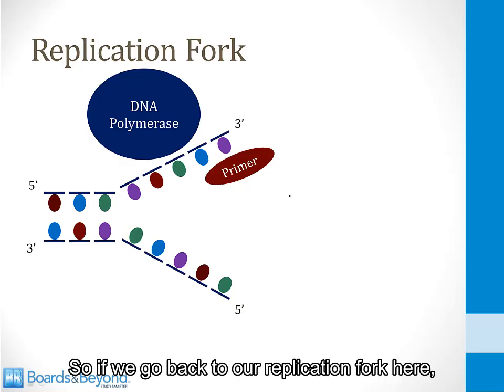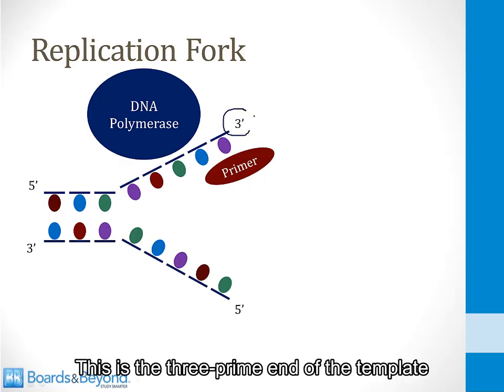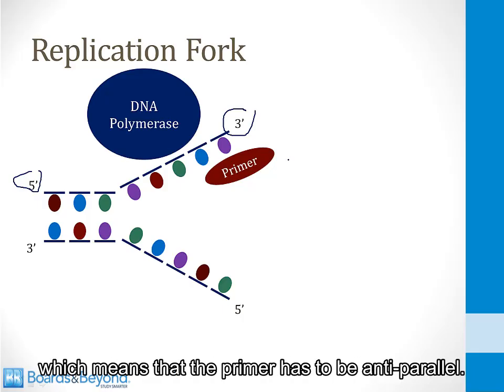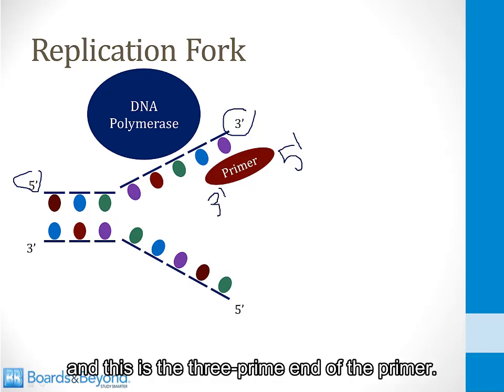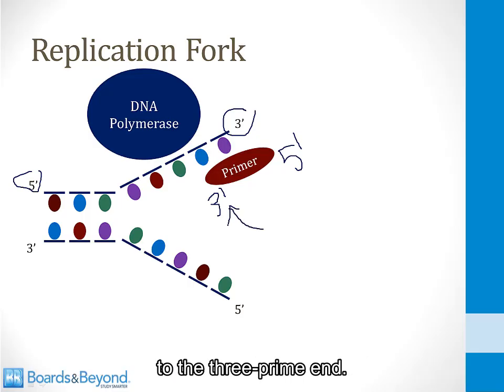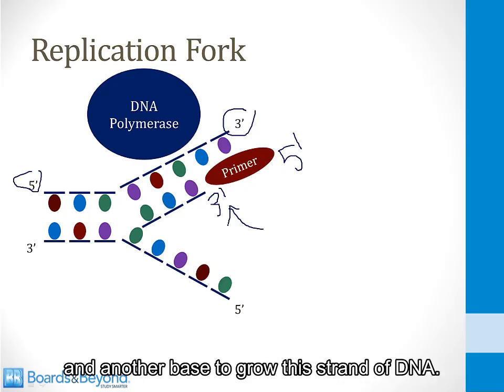So if we go back to our replication fork here, the primer has been put down here. This is the 3' end of the template that we're using to make new DNA, which means that the primer has to be anti-parallel. So this is the 5' end of the primer, and this is the 3' end of the primer. And as we discussed, nucleotides are always added to the 3' end. So what's going to happen here is DNA polymerase is going to add another base, another base, and another base to grow this strand of DNA.